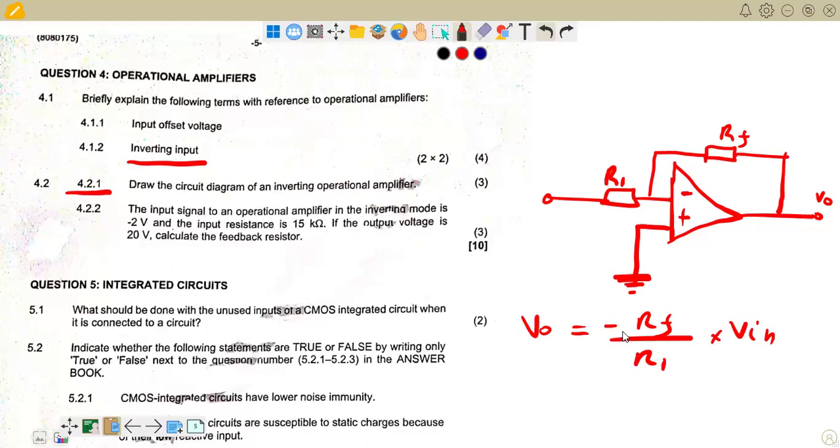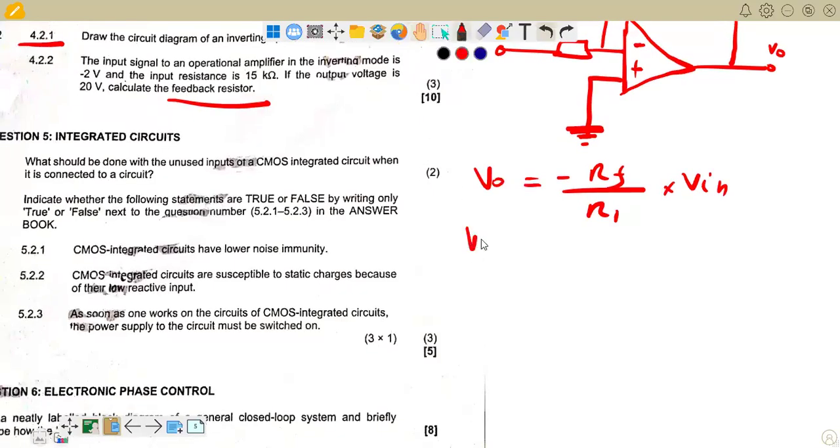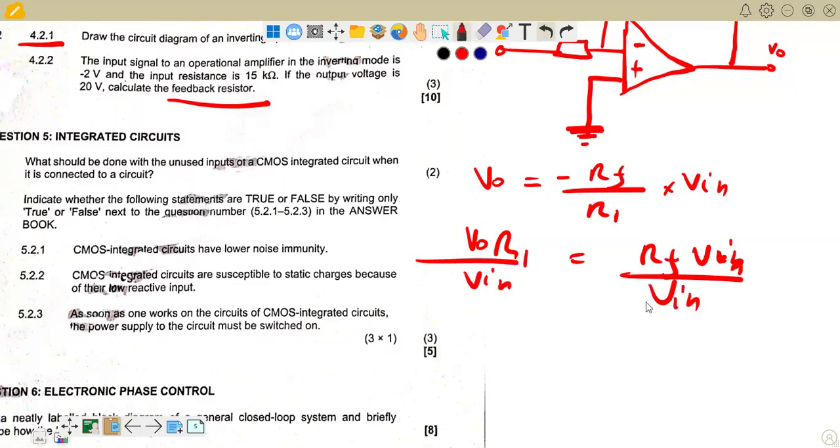So making RF the subject, because we are calculating the feedback resistor, mind you. We can manipulate our formula. So that's negative RF times V in there. This negative, mind you, is just there to indicate to us that it's an inverting operational amplifier. So in performing the calculations, we can actually negate it. It's still one and the same thing. Divide by V in. So RF, therefore, is equal to V out times R1 over V in.